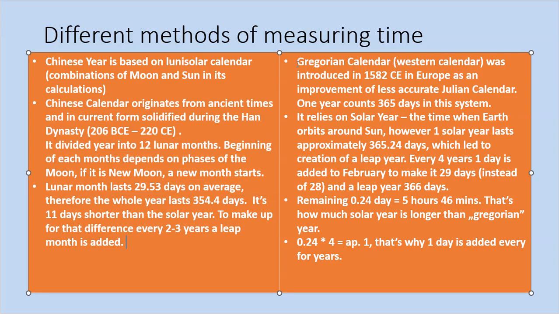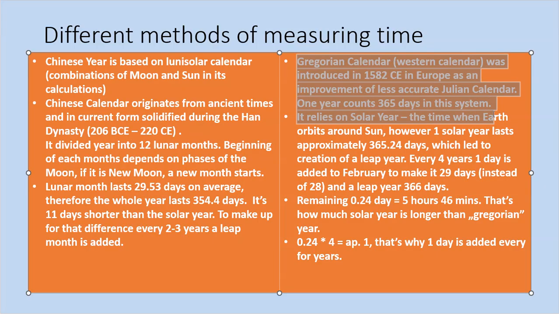Now some information about Gregorian calendar. Gregorian calendar is commonly known as Western calendar, used in all those Western countries, Europe, America. It was introduced in 1582 Common Era in Europe as an improvement of less accurate Julian calendar. 1 year counts 365 days in this system. 1 year is 365 days.